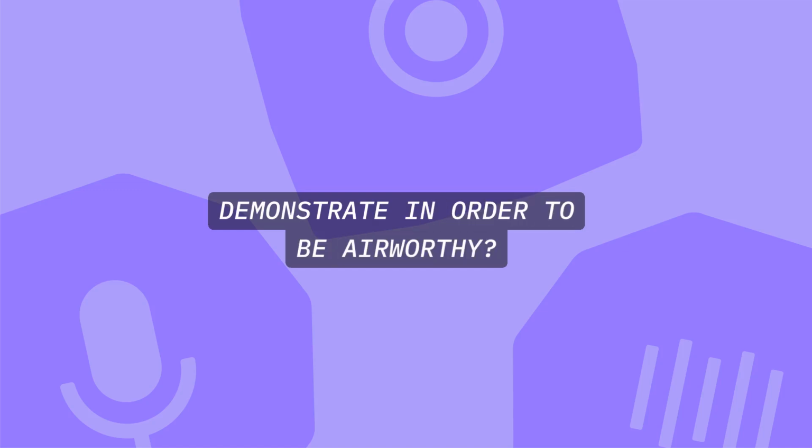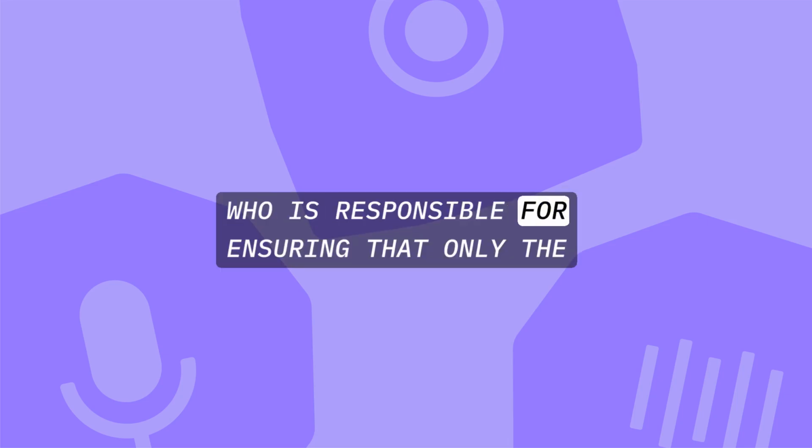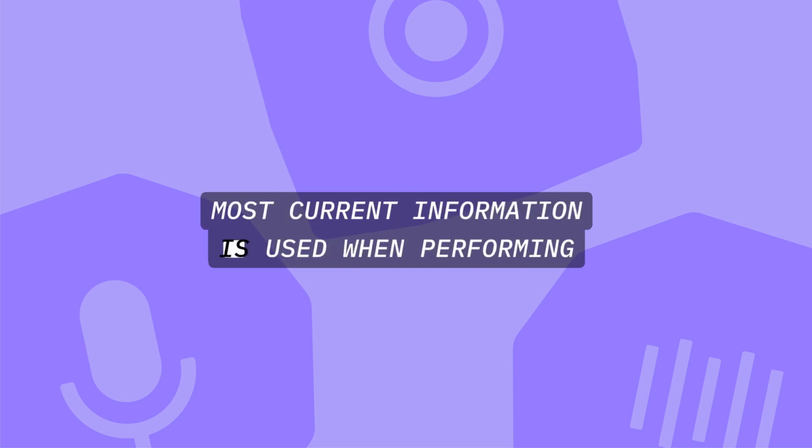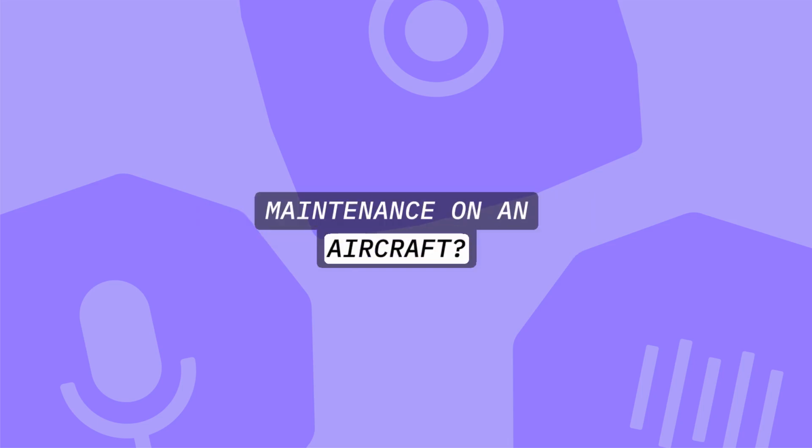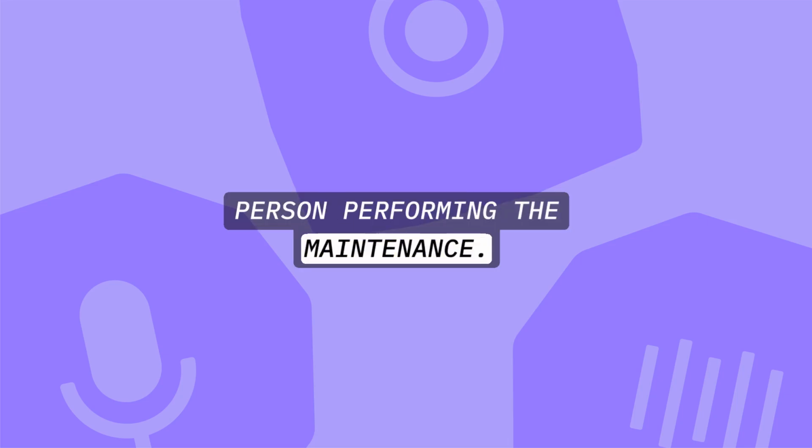What part of the FARs describes the performance characteristics that a small aircraft must demonstrate in order to be airworthy? FAR Part 23. Who is responsible for ensuring that only the most current information is used when performing maintenance on an aircraft? The person performing the maintenance.